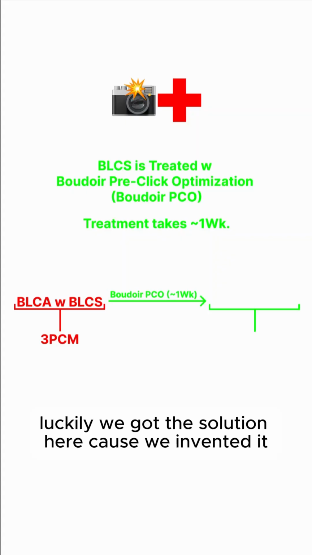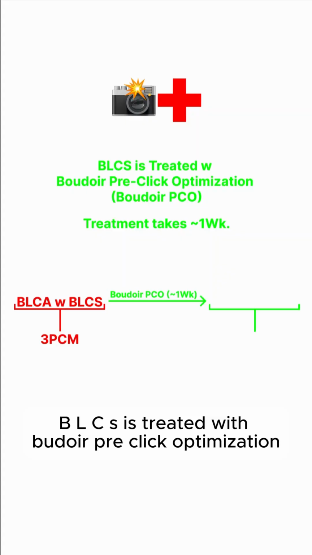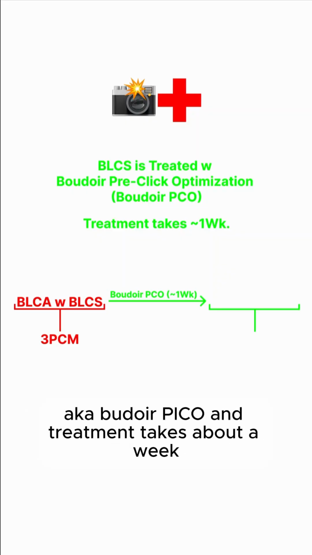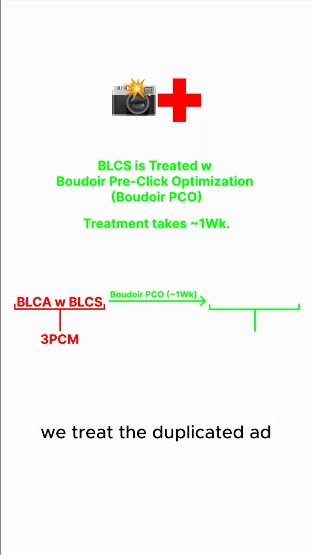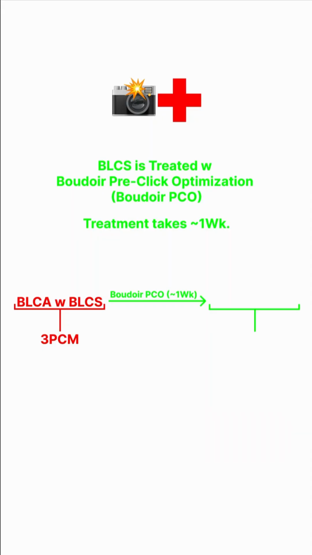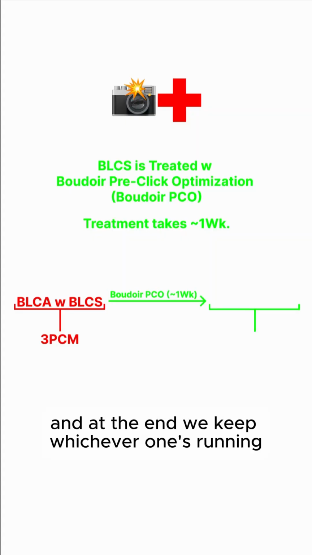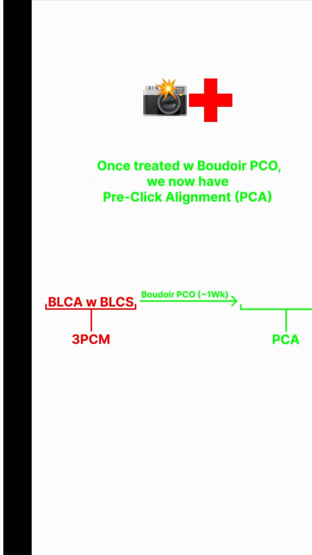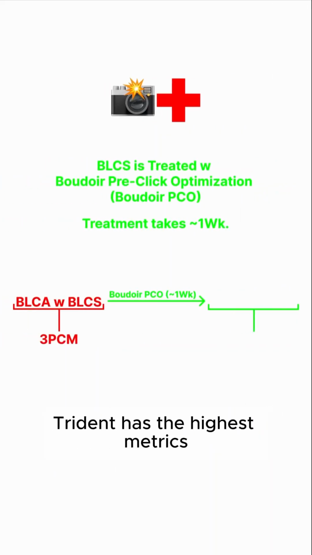Luckily, we got the solution here because we invented it. We've already used it. BLCS is treated with Boudoir pre-click optimization, aka Boudoir Pico. And treatment takes about a week. So with treatment, we simply duplicate the original ad. We treat the duplicated ad, leave the original as it is, and we run the duplicate ad for about a week, and at the end, we keep whichever one has the highest metrics. And it's always been that the Boudoir Pico treated ad has the highest metrics.